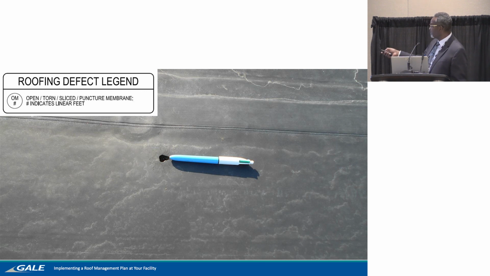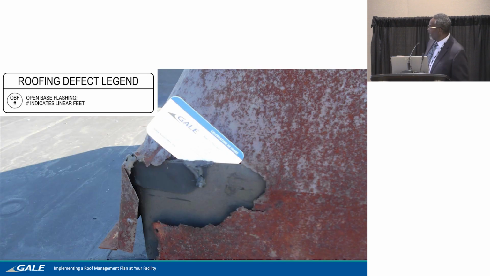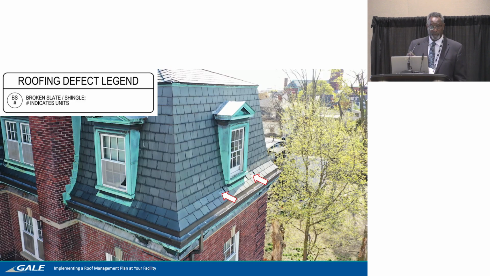Something as simple as that little opening here, and again, here's a roof defect legend here. Again, this is open torn membrane, open membrane, and then this number here, like I said, will indicate the quantity or the square footage or the linear footage. Same here, just a corner, base flashing. Those of you up in the northern regions that utilize slate and different things, you can do the same thing with shingles. It works for every type of roof substance that's out there.